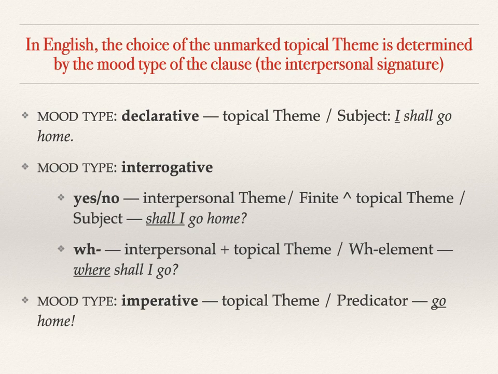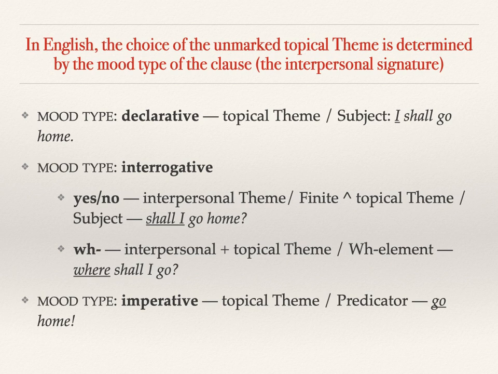What's a WH element? Well, it's actually a fusion of interpersonal and topical theme. The interpersonal theme is demand, and the topical theme is a participant or circumstance in the clause. For example, where shall I go? Or who should go? Or why shall I go? The WH element. So in English, the WH element is thematized as the interpersonal key signature, and what it tells the addressee is, I'm demanding information from you, and I'm demanding information about a participant or circumstance.